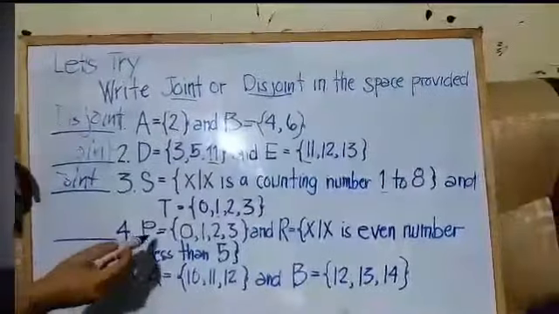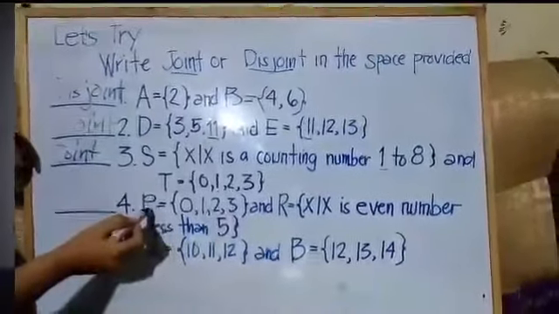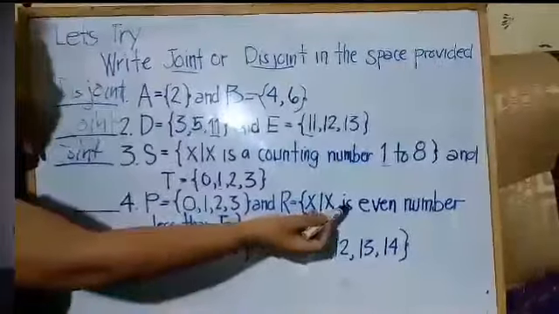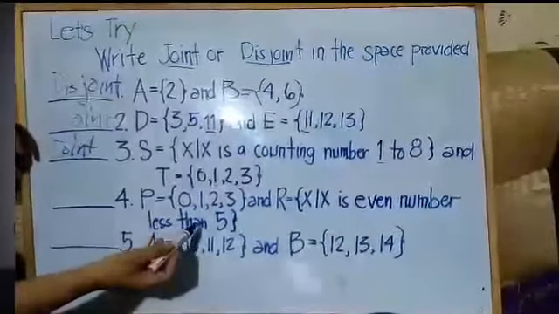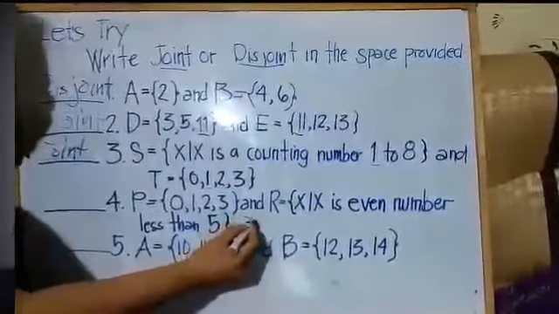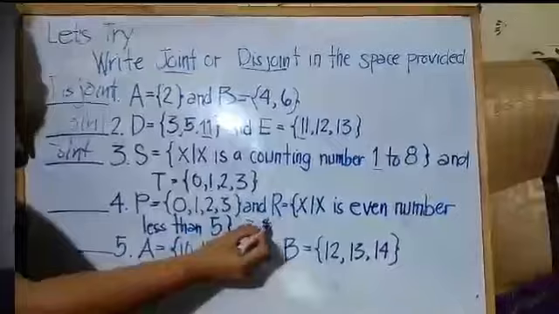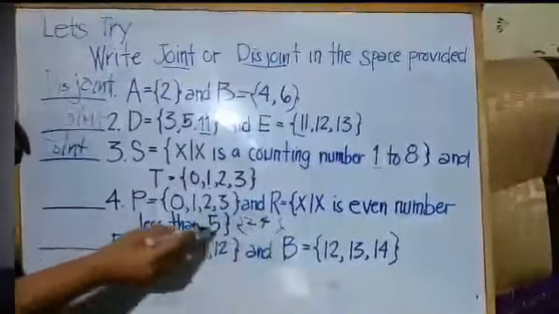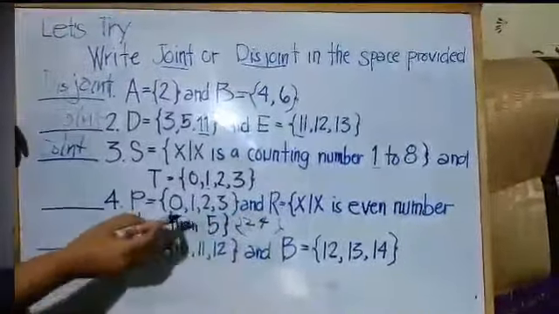Number 4. Set P is 0, 1, 2, 3. And R is x such that x is an even number less than 5. The even numbers less than 5 are 2 and 4. Now, 2 is common to P and also to R. So there is a common element. This is an example of a joint set.